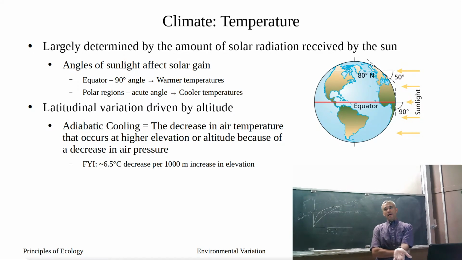In our atmosphere, this is actually more noticeable on the Earth because that light has to pass through a longer distance in the atmosphere, which makes it more likely that the solar radiation is going to be reflected and scattered and never really makes the surface. So as we increase in latitude, our temperatures get cooler.